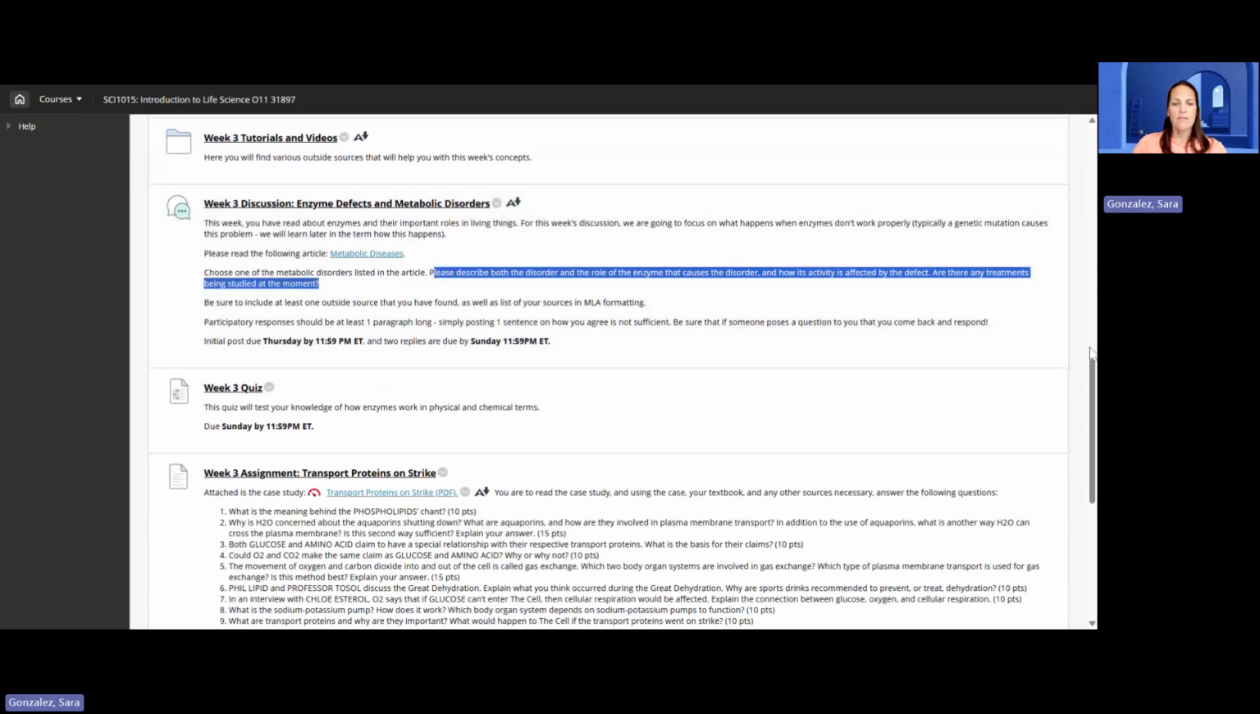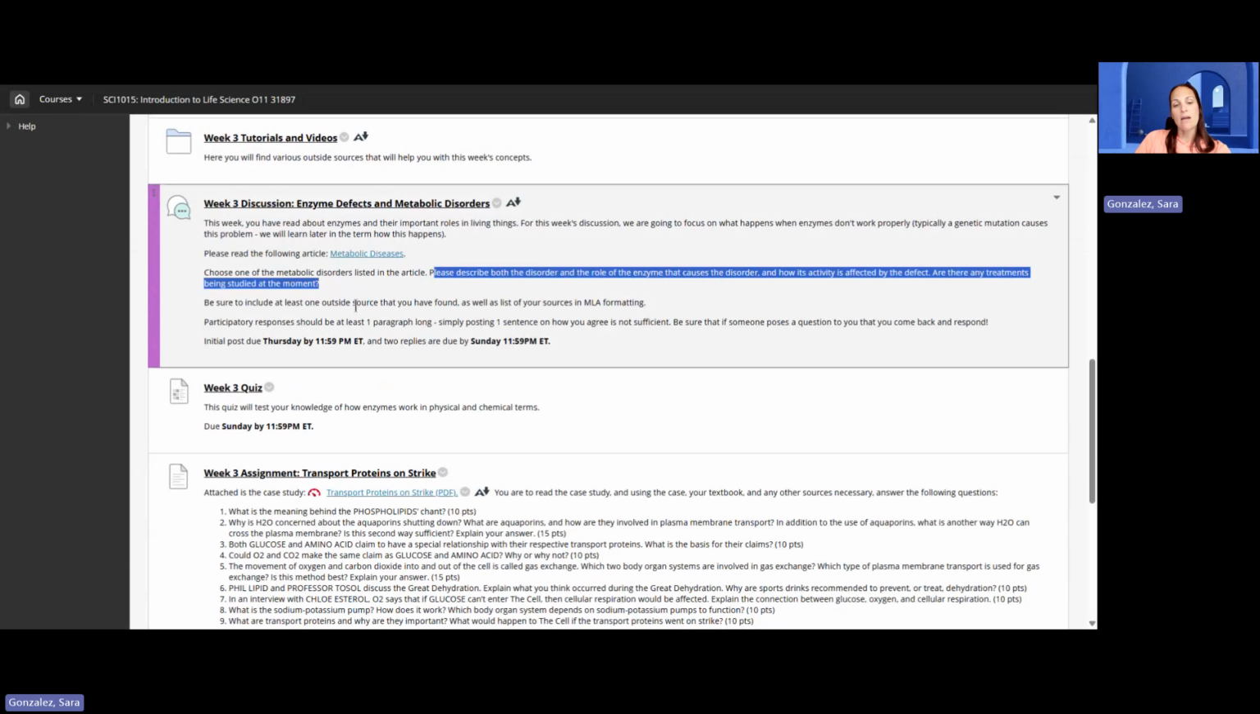You're going to talk about the disorder. So what is it? What does it involve? What is the role of the enzymes that causes that disorder? How is its activity affected by the defect? So for instance, if it affects a certain protein, what are those effects? And are there any treatments being studied for this particular disorder?